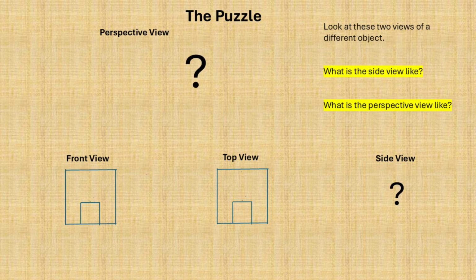The puzzle. Look at these two views of a different object. Front view and top view. They look pretty much the same, don't they? Your objective is to work out what a side view of this object would look like, as well as a perspective view of the same object.